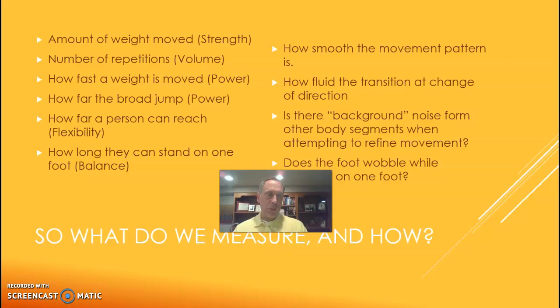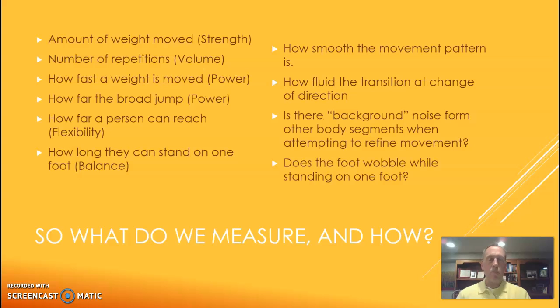When we measure, and we start talking about these different components that we just saw in the pie chart, if we look on the left side, you have a person. How much weight are they moving? It's a measure of strength. How many repetitions? That's volume. How fast a weight is particularly moved. If you push that boulder up a hill for speed in the quickest amount of time or shortest amount of time possible, that's power. How far did a person broad jump? That's power oriented as well.